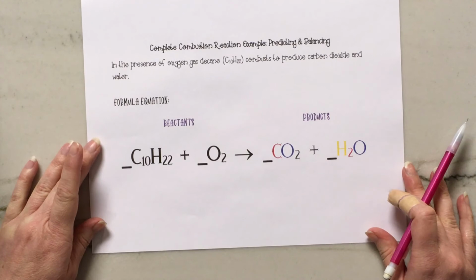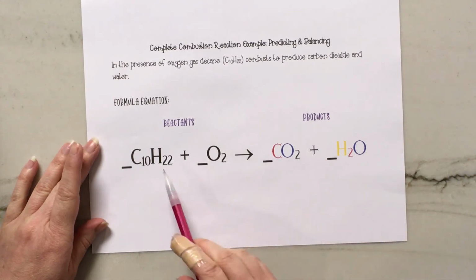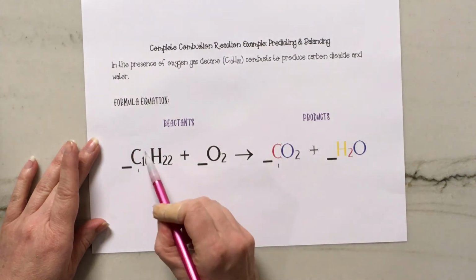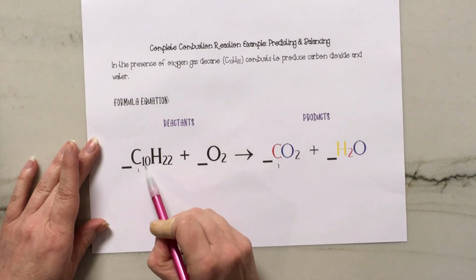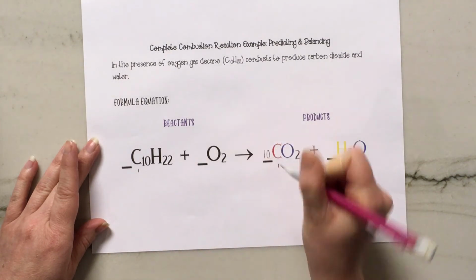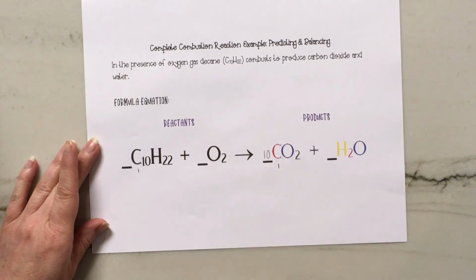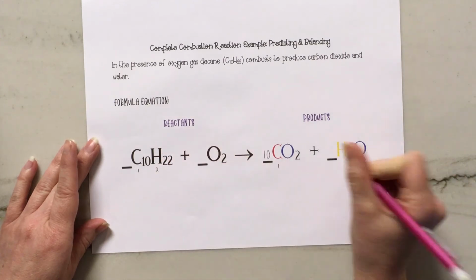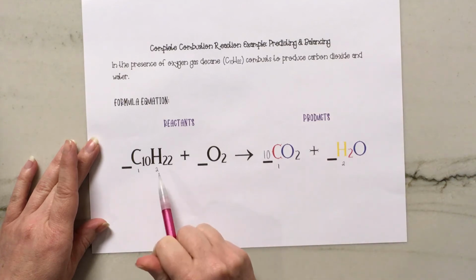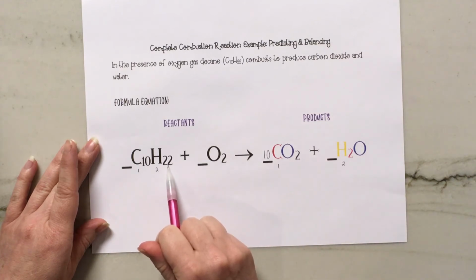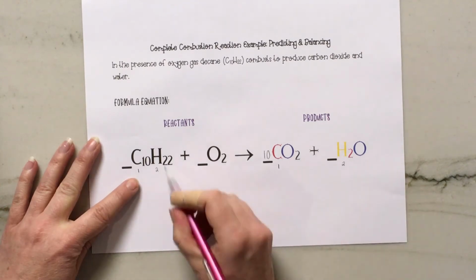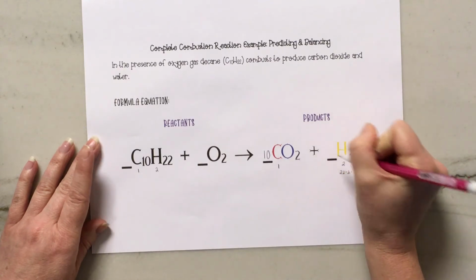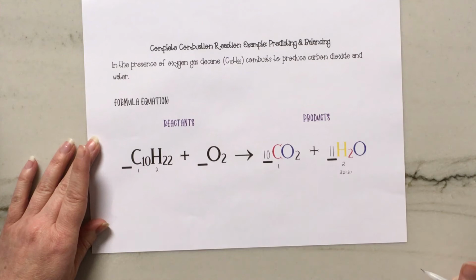So first step is we want to label the number of carbons on both the reactant and product side. So step 1. So we want to count our carbons on our reactant side, which is 10, and we want to put that number 10 as our coefficient on the product side. Done. Next, let's label our hydrogens. So this is step 2. We want to count our hydrogens on our reactant side and divide by 2. So 22 divided by 2 is 11, and we write that number as our coefficient on the product side.